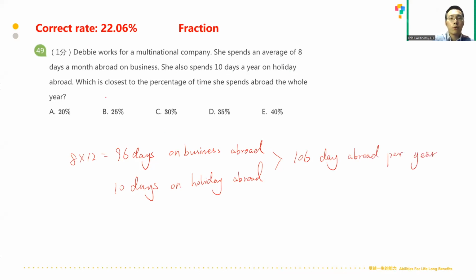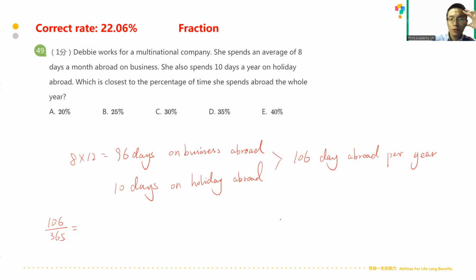And the question is asking which is closest to the percentage of time she spends abroad in the whole year. So how many days do we have in the whole year? We have 365 days. So we have this fraction, 106 over 365, and we want to convert this fraction into a percentage. I hope you're happy with your fraction to percentage conversion. Now, how do we convert this fraction into a percentage?